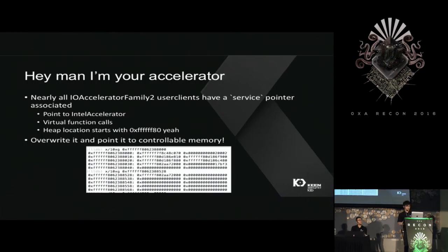Now let's go back to our exploitation. We know that we cannot overwrite the vtable pointers, but in the accelerator family we have a pointer field in the user clients that we can overwrite. In nearly all our accelerator family two user clients, there is an associated service pointer, which points to the Intel accelerator. The Intel accelerator is actually the representative of the graphics driver itself. It's also located in the kalloc 8192 zone, and it's a heap location whose first byte is 0x80, so it is perfect for us to overwrite. It also contains virtual function calls for us to obtain RIP control. We can overwrite it and point it to controllable memory.